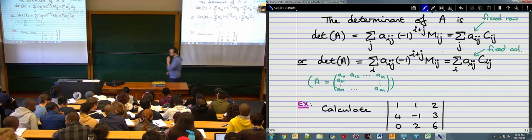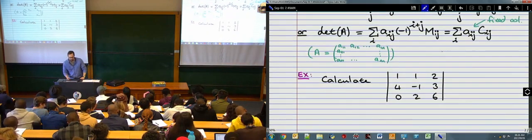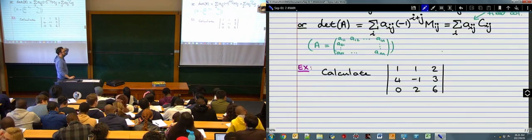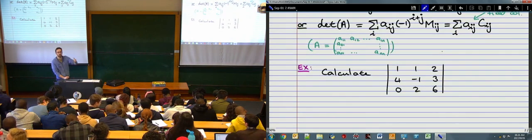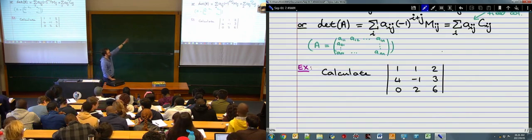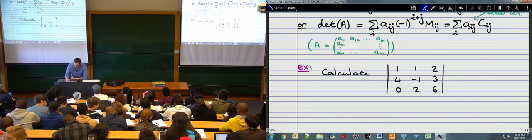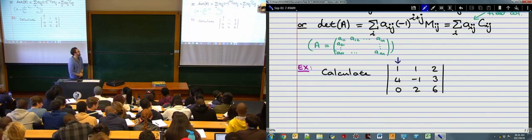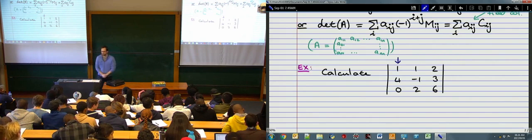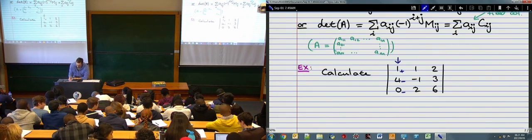Okay, so let's do this calculation. I said that the calculation is slightly easier if you choose to expand along a row or a column which contains a 0 in it. So it would make sense to expand either along the first column or along the third row. So for the sake of doing a column expansion, which we haven't seen yet, I'm going to expand down this column here. I just put in as a guide, this is going to be a plus, this is going to be a minus, that's going to be a plus.